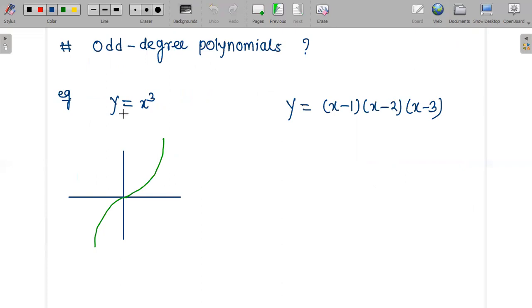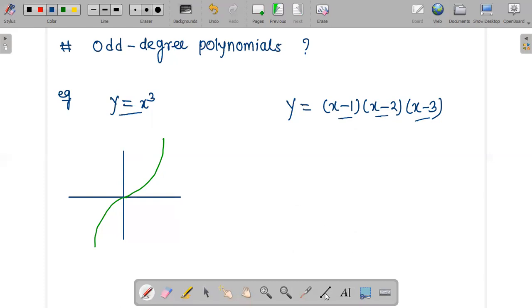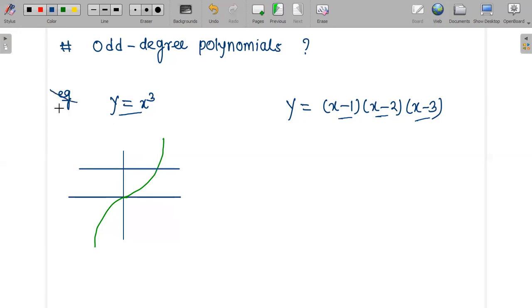For that, you just have to look at these two examples. One, we have y equals x to the power 3. Another one is x minus 1 times x minus 2 times x minus 3. So to answer whether every odd degree polynomial will be a one-one function or not, let me draw the graph of y equals x to the power 3 for case number 1. Any line which is parallel to the x-axis will intersect the graph at only one point. So this will make your function injective, one-one.